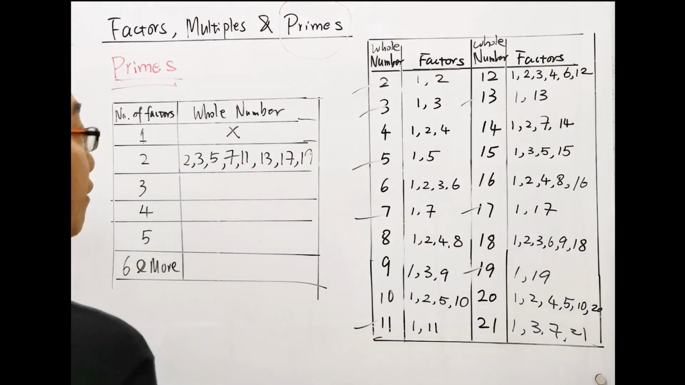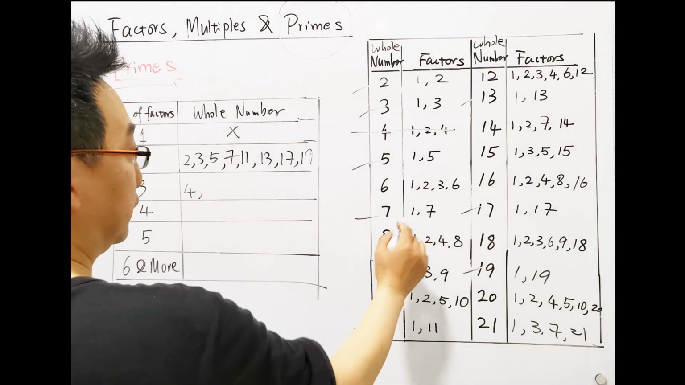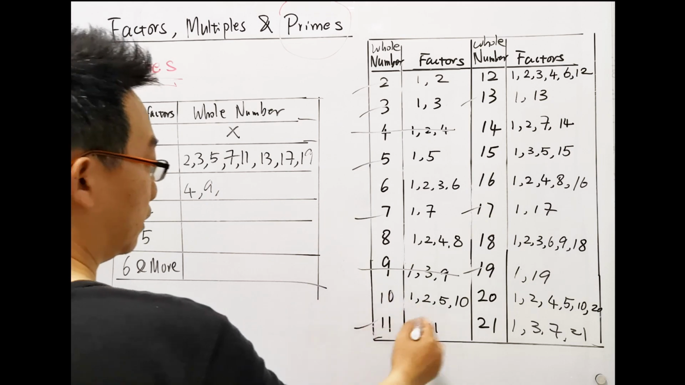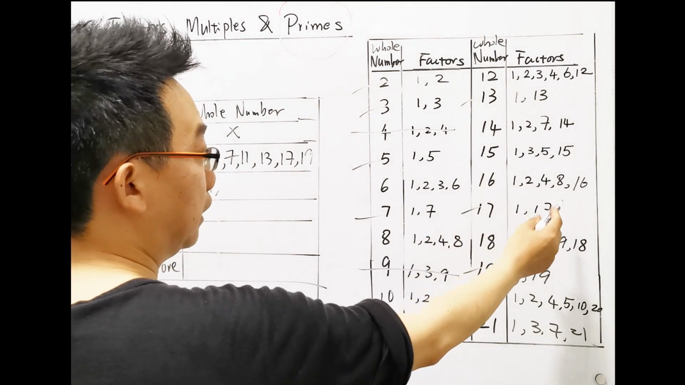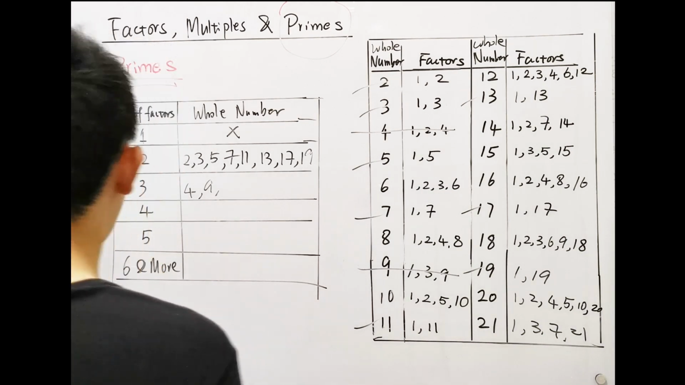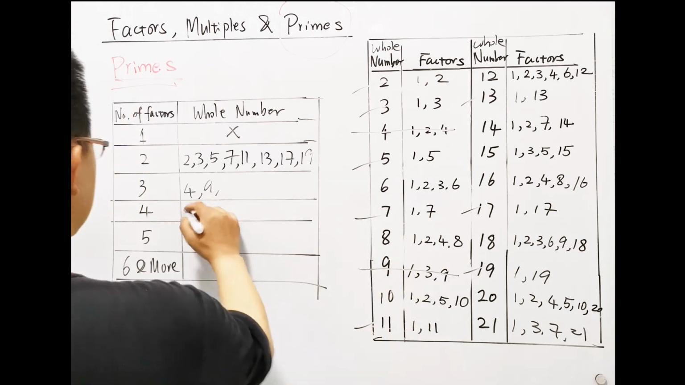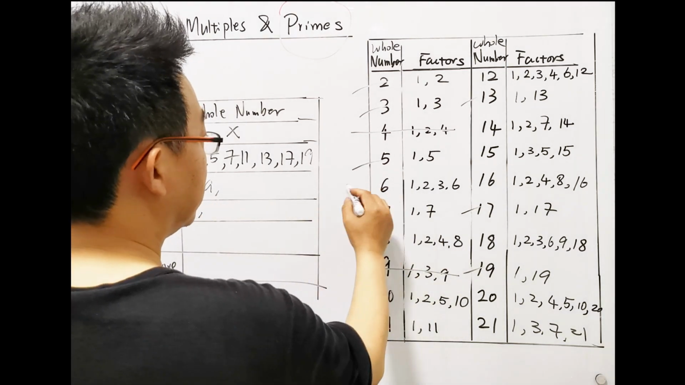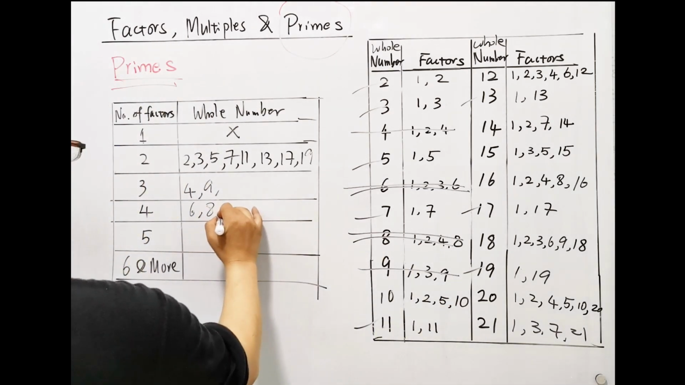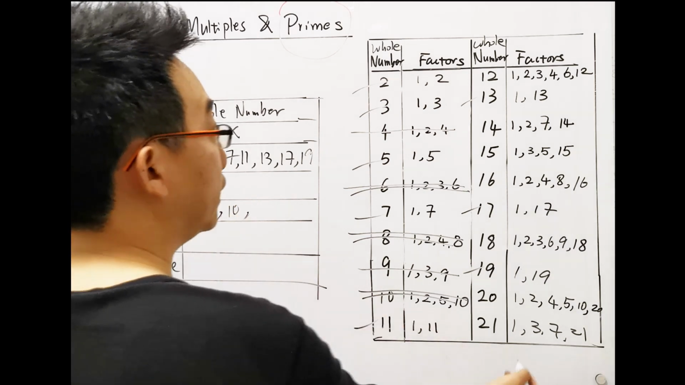So how many have 3 factors? Number 4. And number 9. Okay, we have 4 and 9. How about numbers with 4 factors? Here we got 4, right? 6, yes. 8, yes. 10, yes.